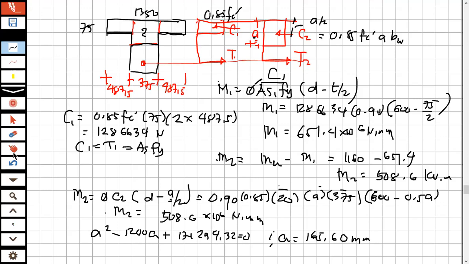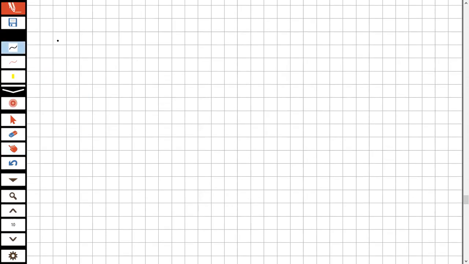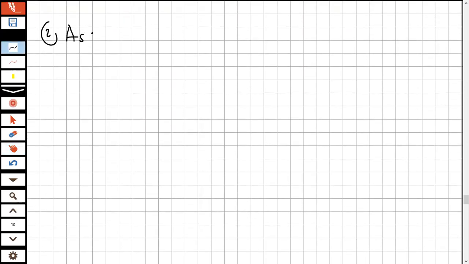Second question, what is the area of steel? What is As? As should be As1 plus As2. We have M1 earlier. We calculated M1, which is 651.4 times 10 to the power of 6 newton millimeter.